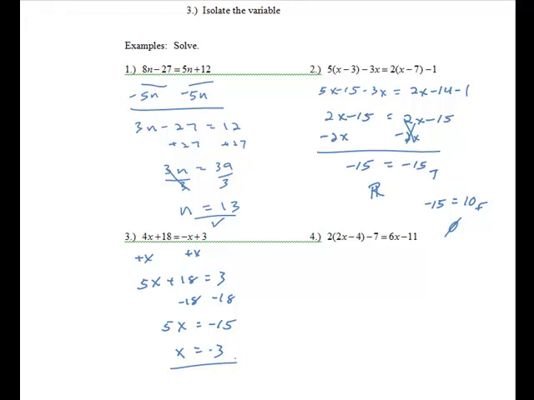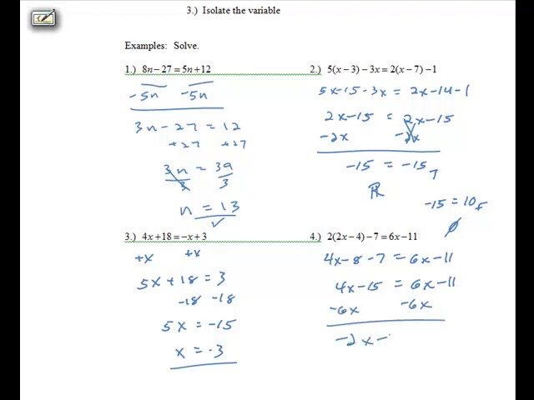And example 4, linear equation with one variable. Once again, simplify each side. Left-hand side, distribute that 2, 4x minus 8 minus 7. Combine like terms, 4x minus 15 is equal to 6x minus 11. So we simplified each side. Now we want to get all the variables on the left-hand side. So subtract 6x from both sides, leaving me negative 2x minus 15 is equal to negative 11.